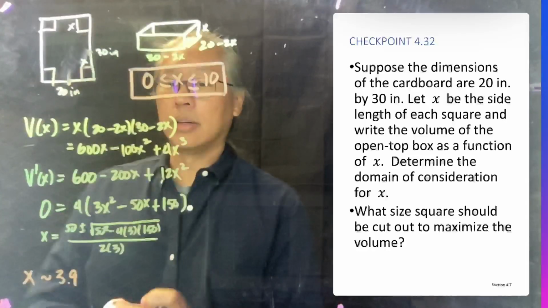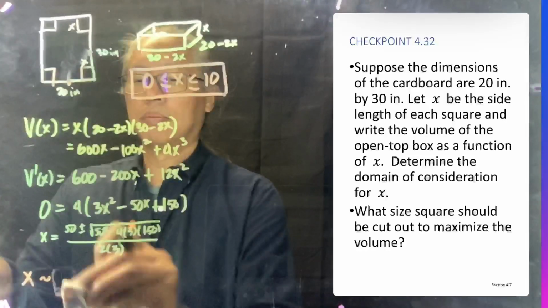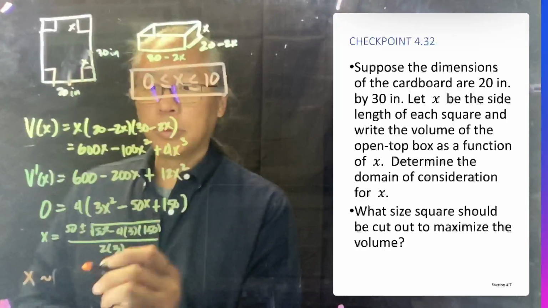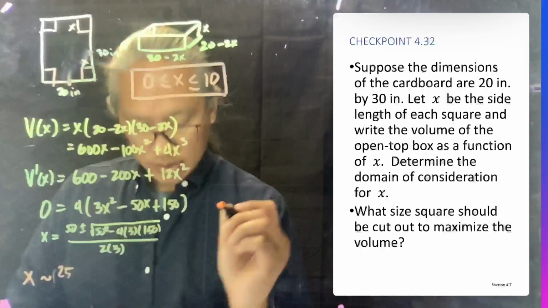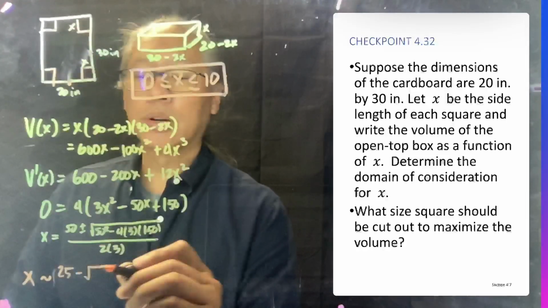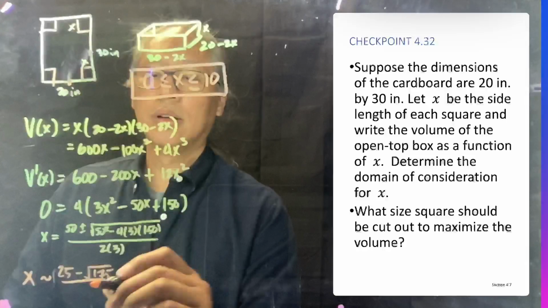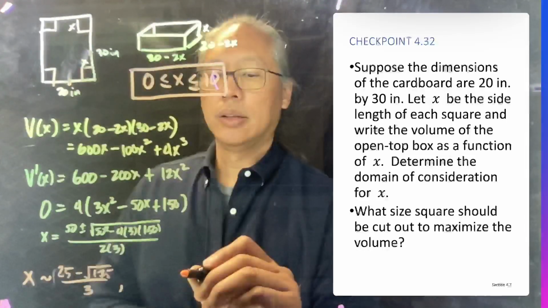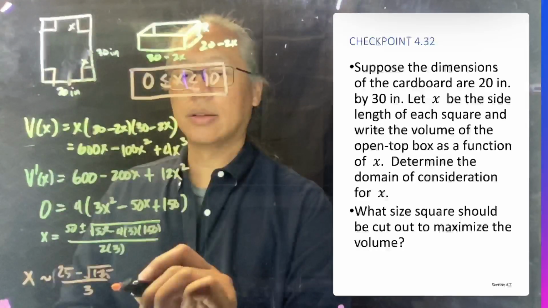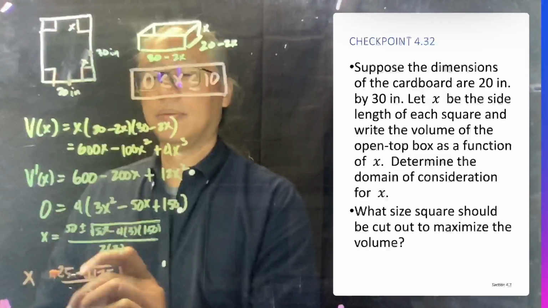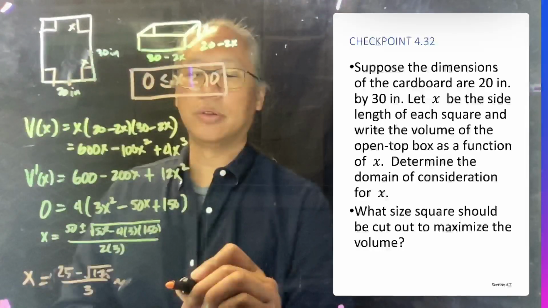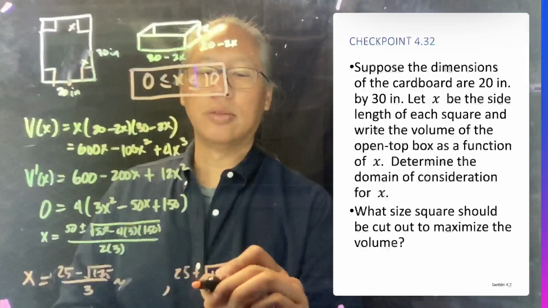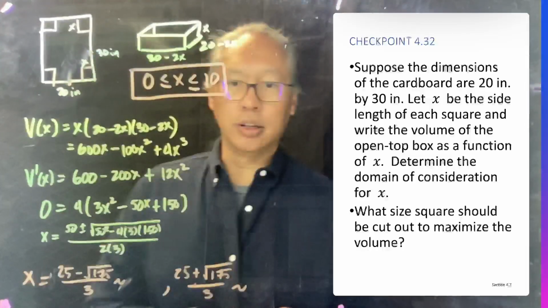Well, let's do it from the quadratic formula. It looks like it'll be 25 minus the square root of 175 divided by 3, and let's do the equal sign here, approximately equal to there, comma, 25 plus the square root of 175 over 3. And this is approximately equal to whatever it is.